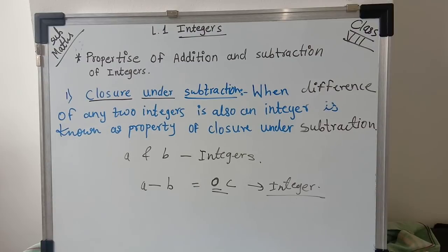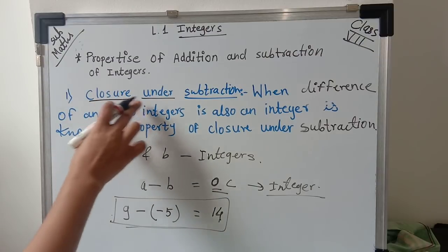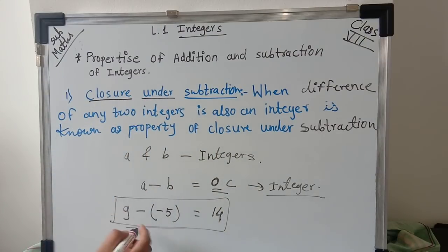Now let's take another example to understand it better. Suppose I take 9 minus minus 5. Here we have to subtract a negative number from a positive number, so the negative becomes positive and we have to do the addition. So 9 plus 5 is equal to 14. So we can say that these two integers are closed under subtraction.